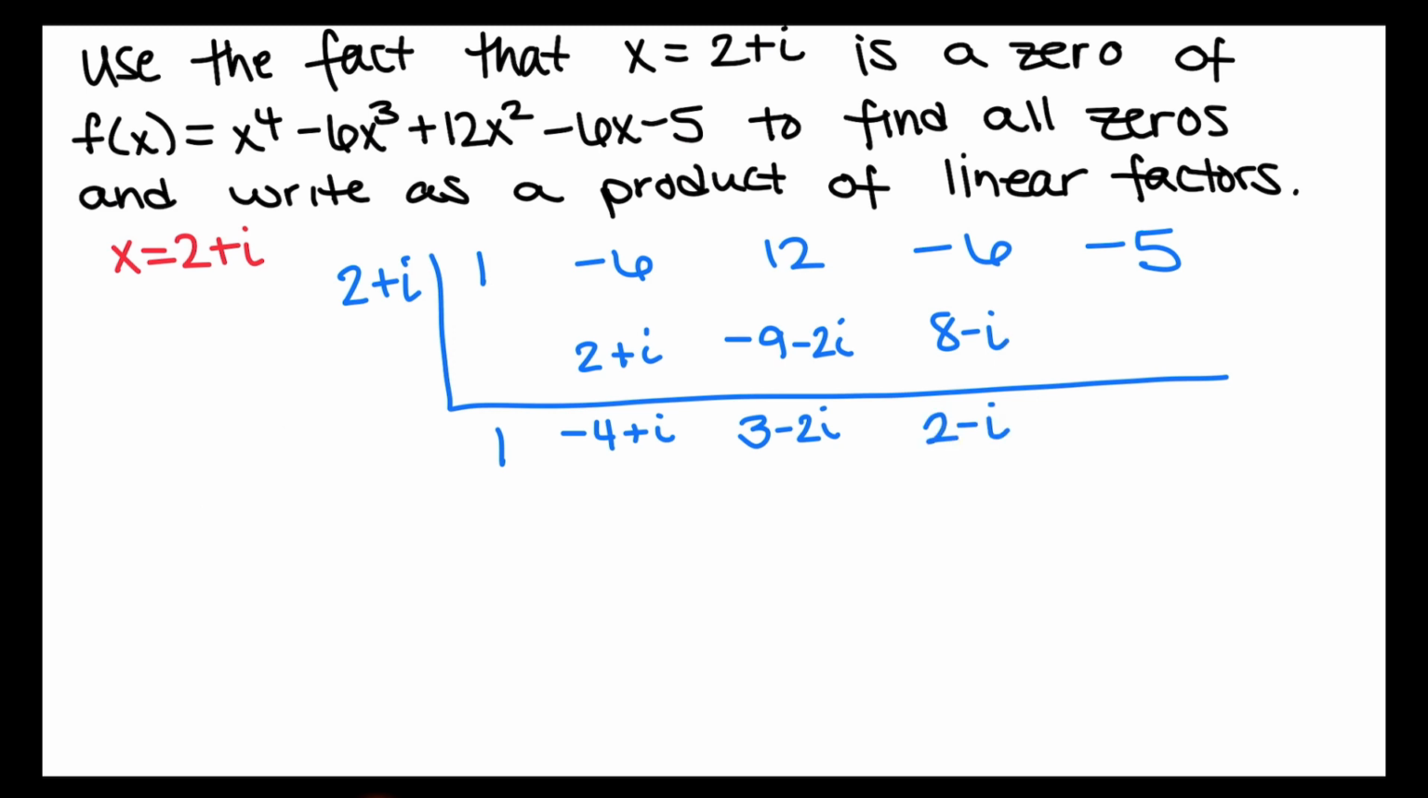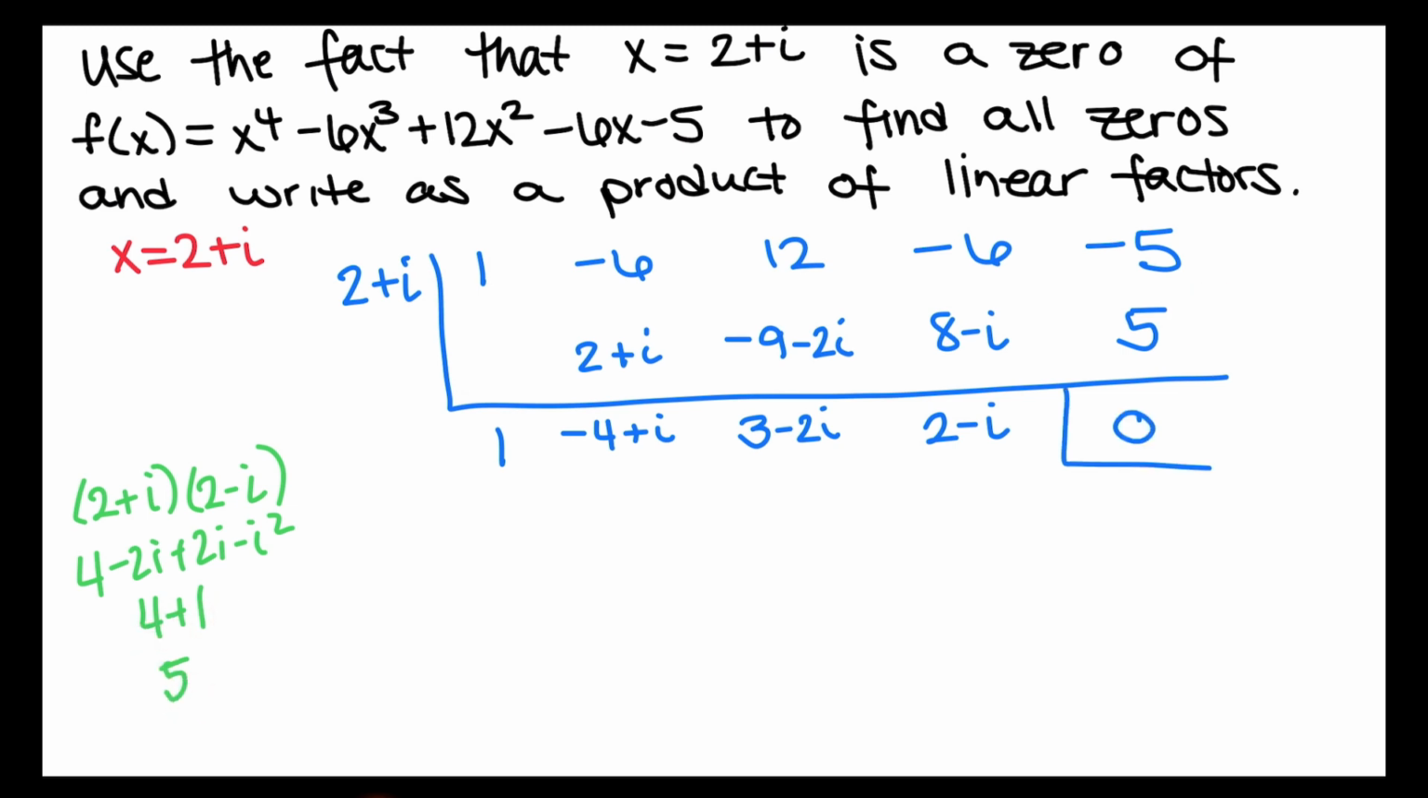Add. Minus 6 plus 8 minus i is 2 minus i. Multiply. So now I'm going to do 2 minus i times 2 plus i. First is 4. Outer, negative 2i. Inner, positive 2i. Last, negative i squared. Minus 2i plus 2i, that cancels out. Negative i squared becomes a plus 1. 4 plus 1 is 5.